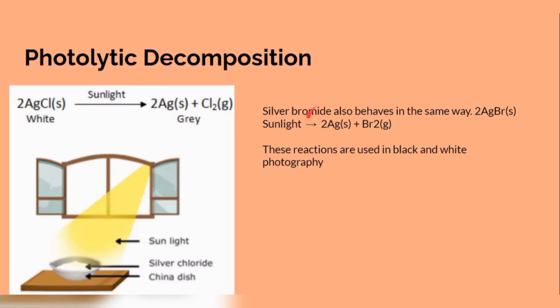Similarly, if you keep silver bromide in place of silver chloride in sunlight, it decomposes to give Ag and bromine. These reactions are mainly used in black and white photography. So how do we store silver chloride and silver bromide? Usually in the lab, these two substances are stored in brown colored bottles or colored bottles. What may be the reason for that? Can you tell me?